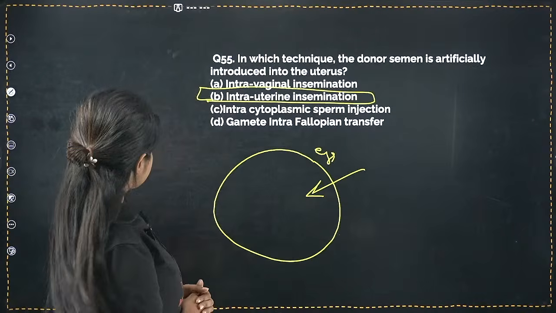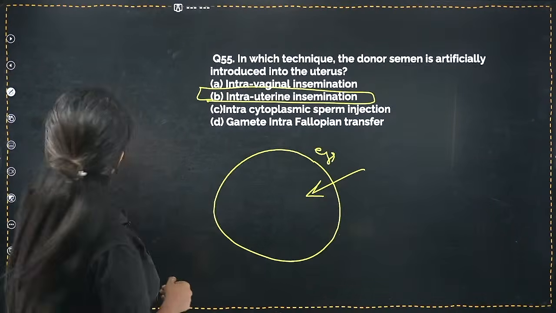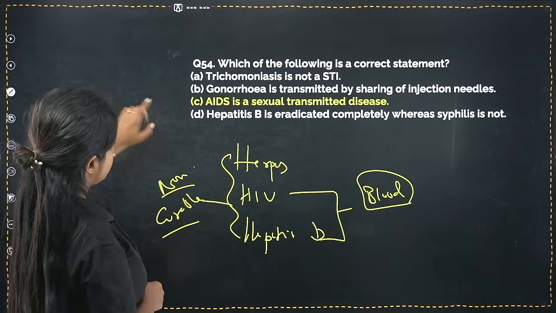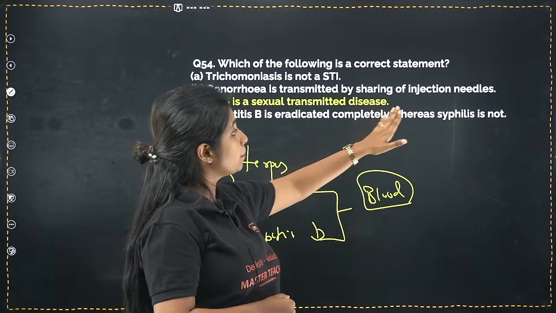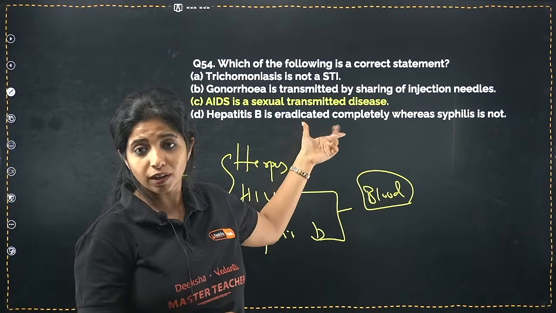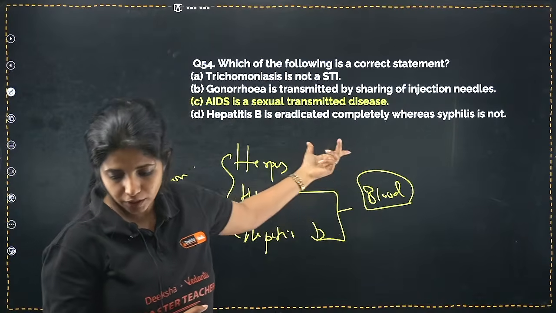So yes, someone is asking about the 54th question. Okay, D option: Hepatitis B is eradicated completely, whereas syphilis is not. That is wrong. Hepatitis B is actually not eradicated. That is why it is wrong.